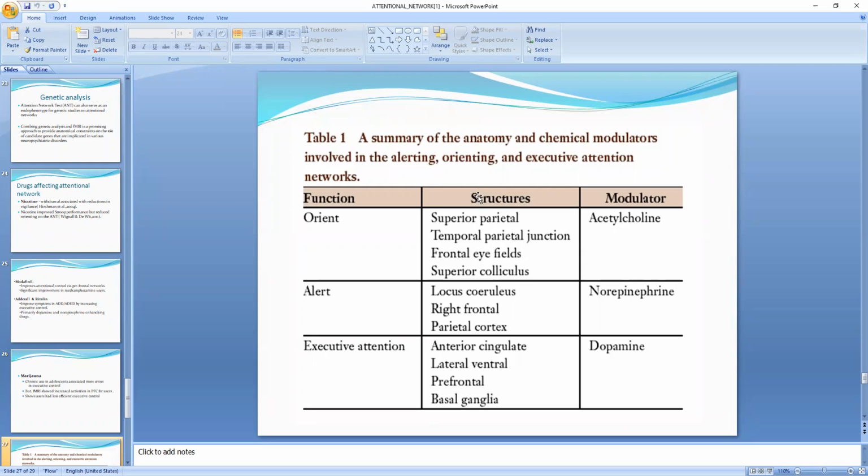This diagram is a summary of all the anatomical structures and chemical modulators involved in alerting, orienting, and executive attention networks. So first is the orienting system. Its function is to orient. Brain structures involved are superior parietal, temporoparietal junction, frontal eye fields, superior colliculus, and the modulator is acetylcholine. Second is the alerting system. It involves locus coeruleus, right frontal, and parietal cortex. Modulator is norepinephrine. And third and the last is the executive system. Structures involved here are anterior cingulate, lateral ventral prefrontal, and basal ganglia. Modulator is dopamine.